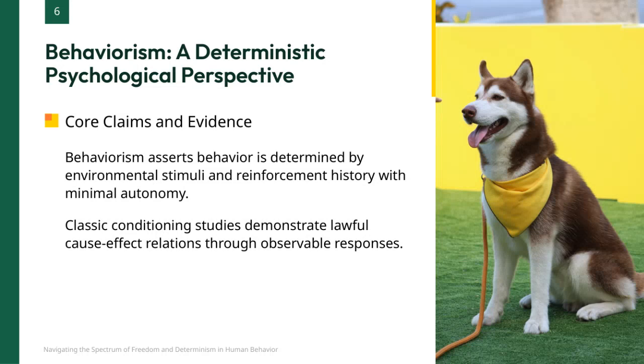Behaviorism views behavior as primarily shaped by the environment and an individual's history of reinforcement, suggesting people have very limited personal autonomy in their actions. Key evidence for this comes from classic conditioning experiments, which clearly show predictable cause and effect relationships between stimuli and observable responses. This perspective emphasizes that behavior follows lawful patterns influenced by external factors, rather than internal thoughts or intentions.